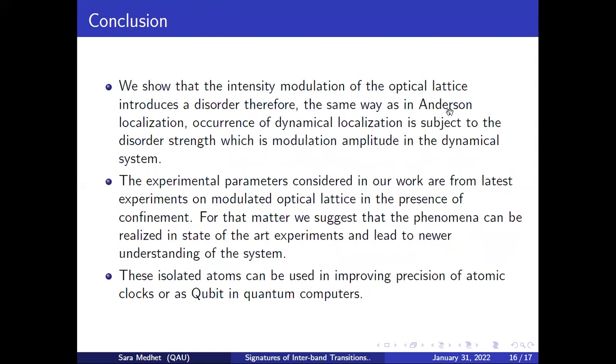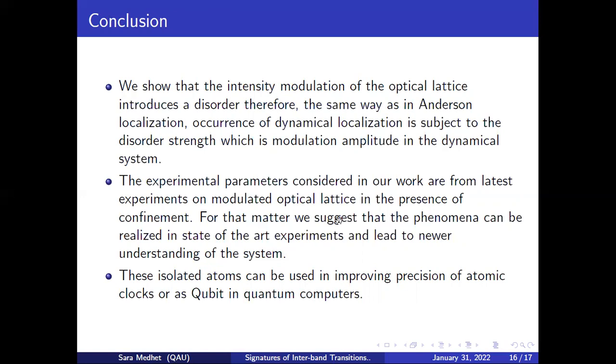We've shown that the intensity modulation of the optical lattice introduces a disorder, the same as in the case of Anderson localization, because the occurrence of dynamical localization is subject to the disorder strength, which is the amplitude modulation in our dynamical system. As you can see, in the case of Anderson localization, as you introduce disorder in the system, the conductivity halts and the system gets localized. Same in our case, when we increase the modulation strength, the system is getting more and more localized.